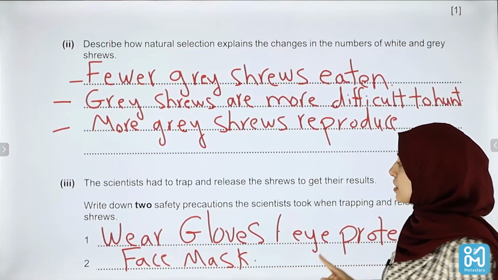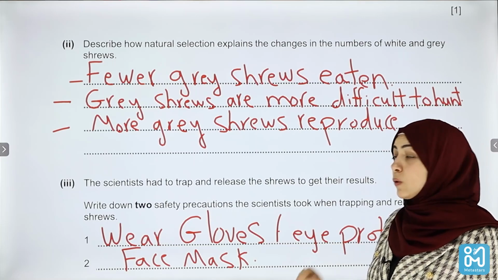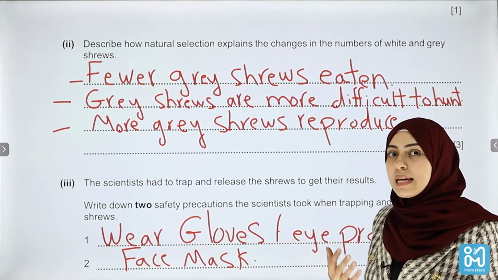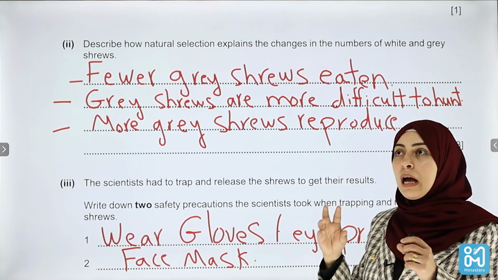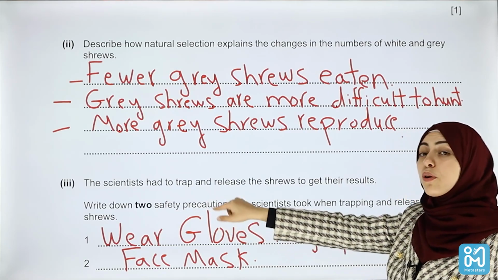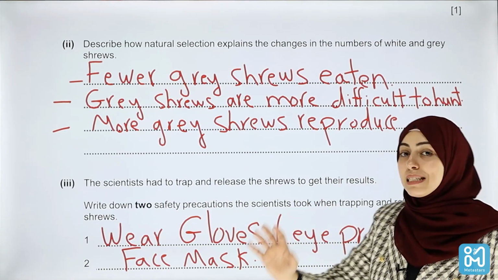Okay? The scientists had to trap and release the shrews to get their results. So now they are analyzing, okay? They are doing an experiment, and in each experiment we have to take safety techniques, right? So write down 2 safety precautions that the scientists took when trapping and releasing the shrews.